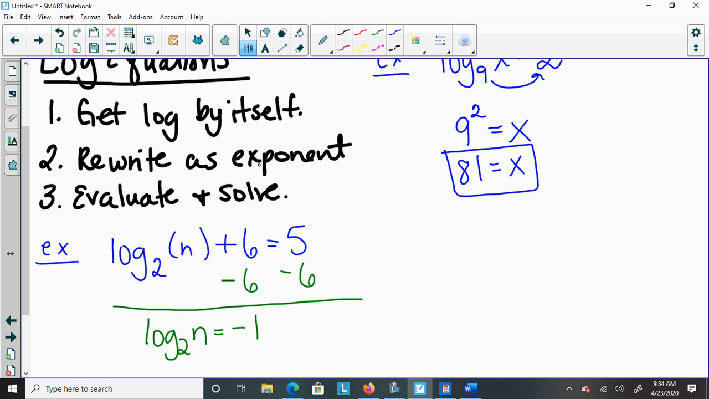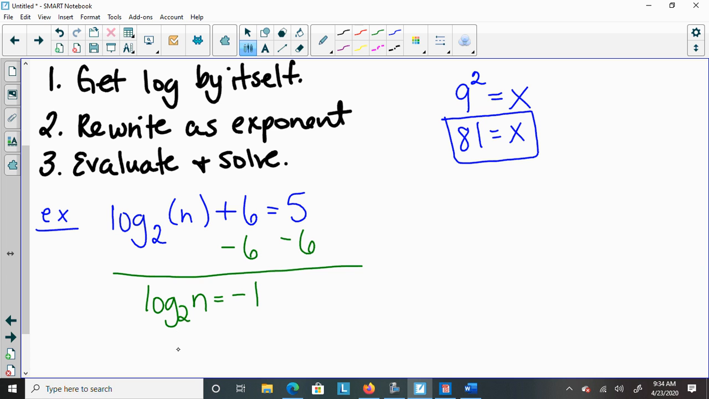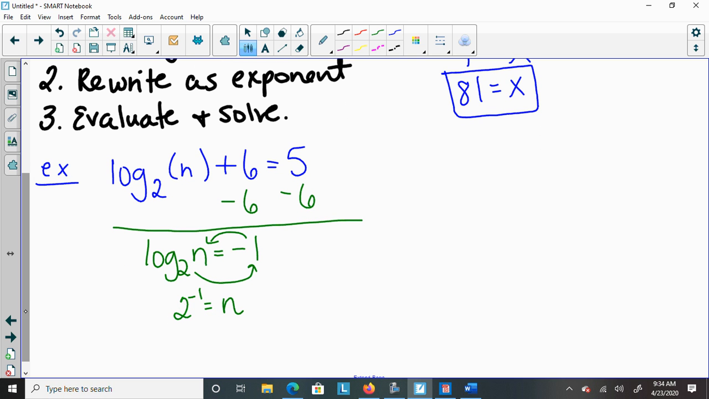It's time to rewrite it as an exponent or a power. So 2 to the -1 is equal to n. Okay, and if you don't remember negative exponents, you could type 2 to the -1 into the calculator, and it's going to give you 1/2. So n equals 1/2. And remember, a negative power just moves it to the bottom. If you're thinking, how would we do that if we didn't have a calculator? The 2 would just go to the bottom. So n is equal to 1/2, and that's our answer.